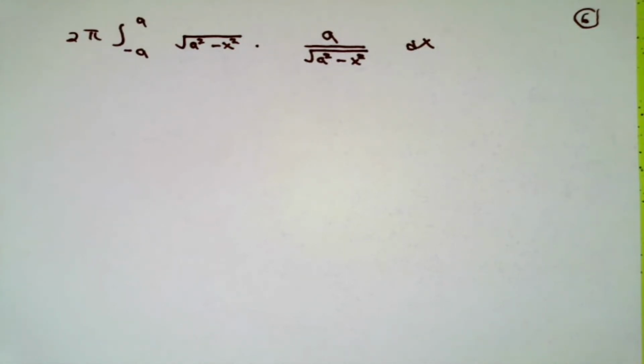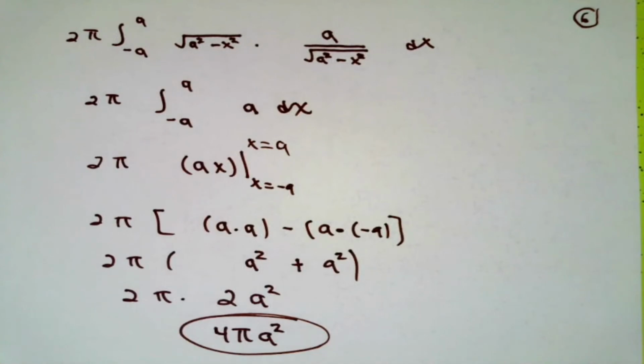At first glance, this doesn't look very good, but then a miracle happens. The square root of a squared minus x squared cancels out on the top and bottom, leaving only the a behind. A is a constant. The antiderivative of a constant with respect to x is the constant times x. I have to evaluate the antiderivative when x is equal to a and when x is equal to negative a.